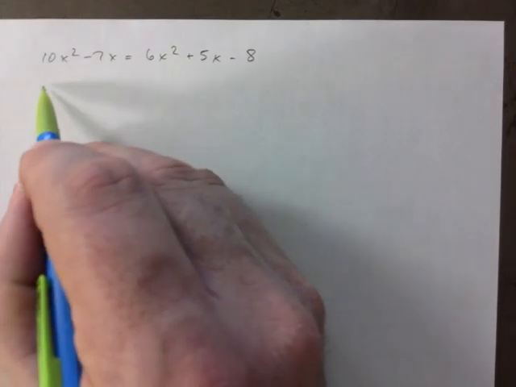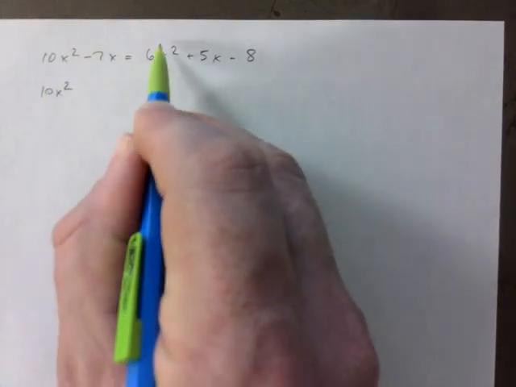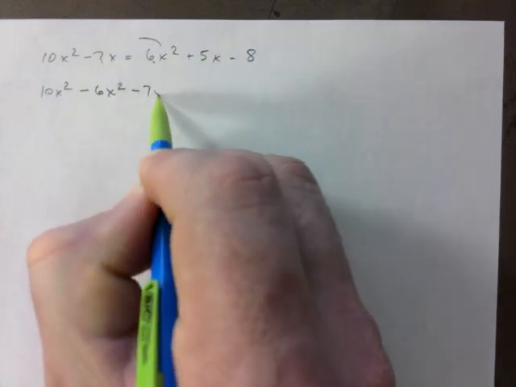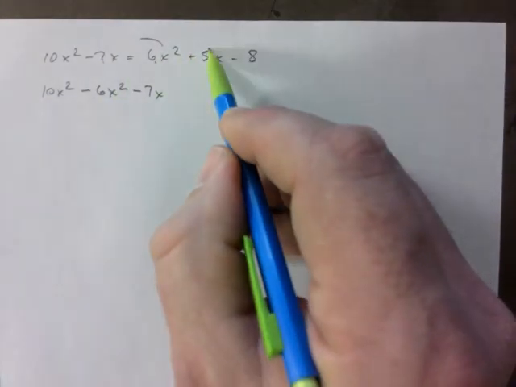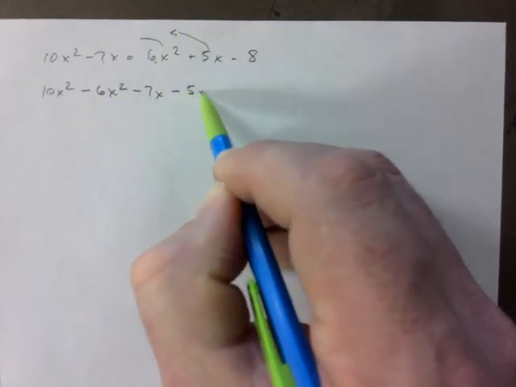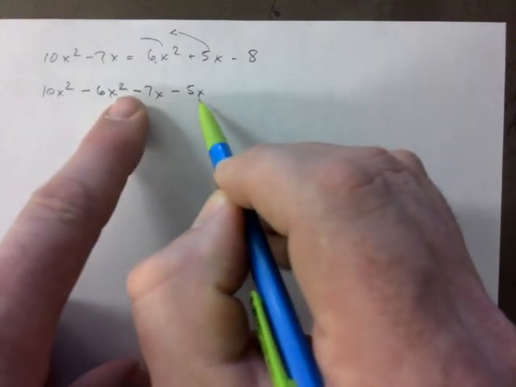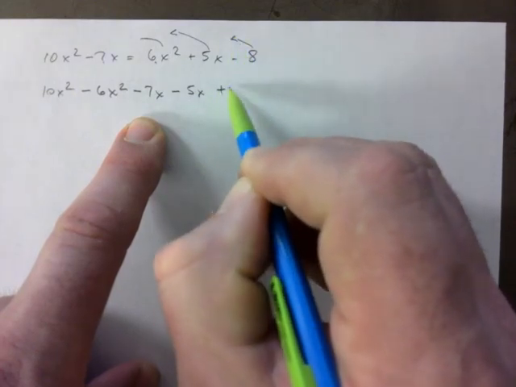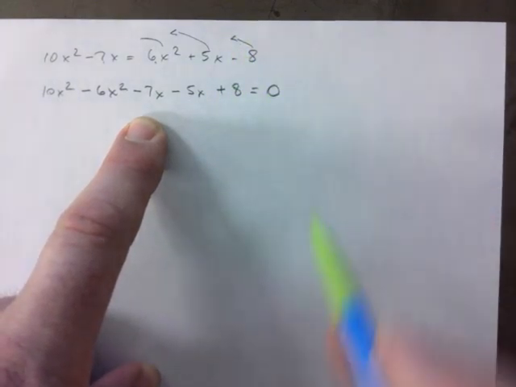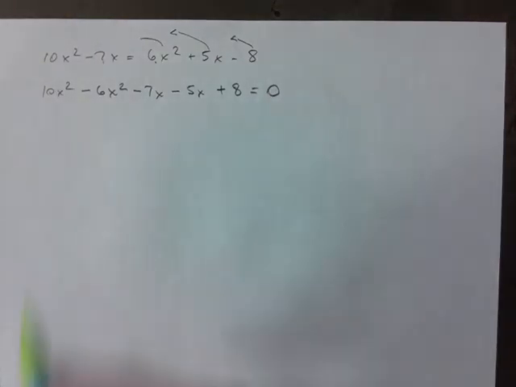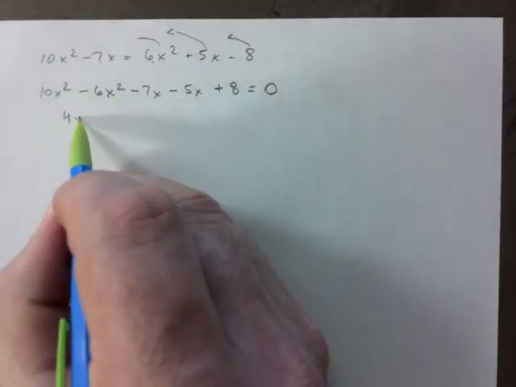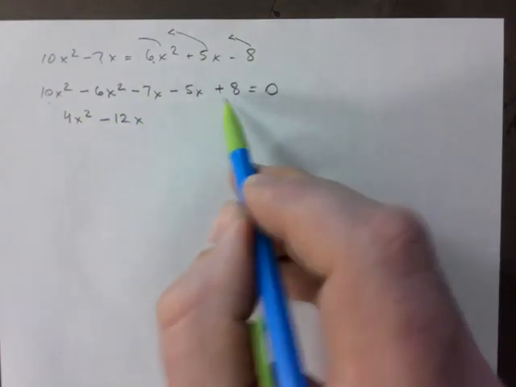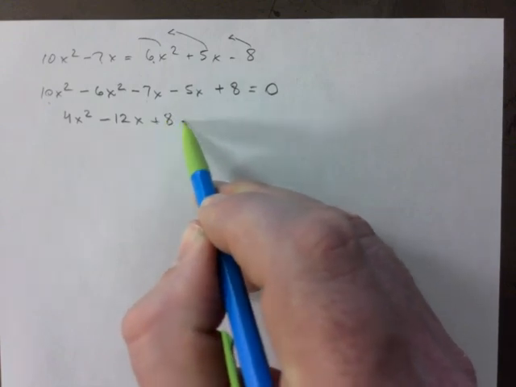Okay. So 10x squared, this one comes over. That'd be negative 6x squared. This one is already there, so you keep the sign, right? This one comes over, subtracting. So I try to kind of pair up my x squares, my x's, and then this one comes over as well, adding. Okay? And now you have nothing over on the right side, so that's equal to 0. This combines and gives you 4x squared. This combines and gives you negative 12x, and then the 8 just stays there.